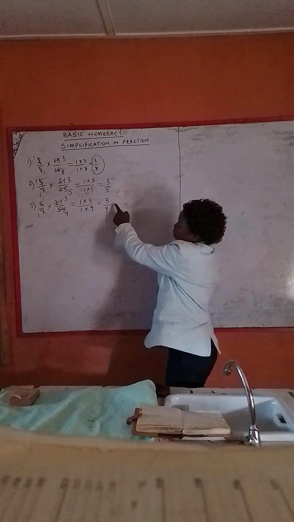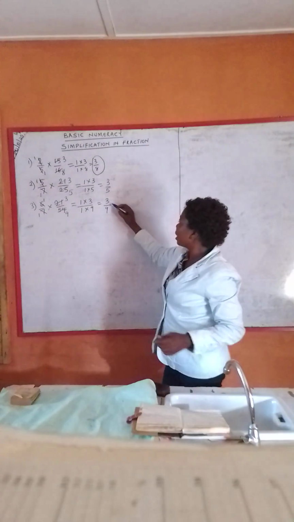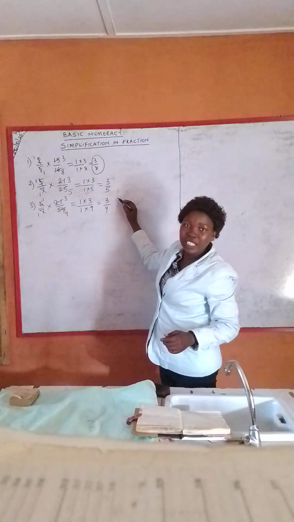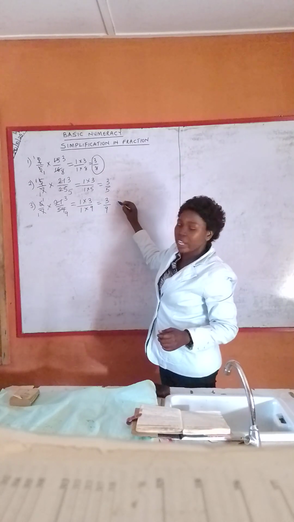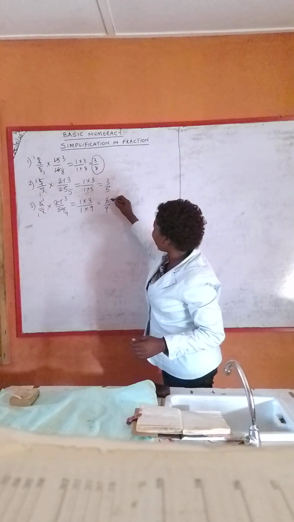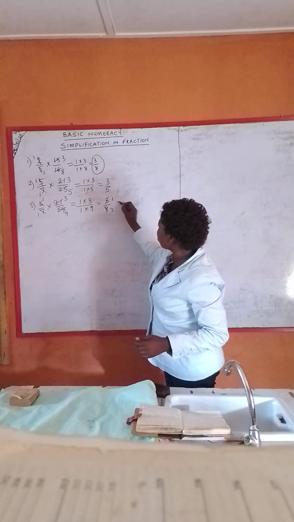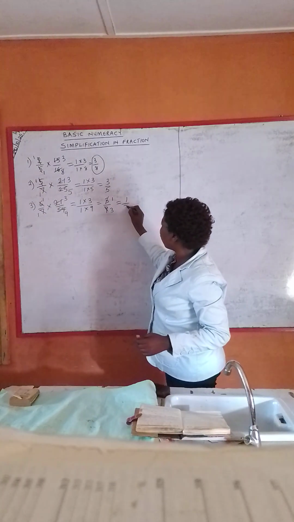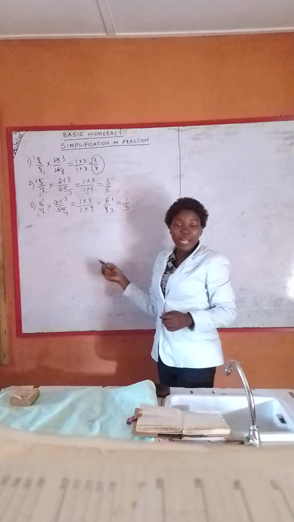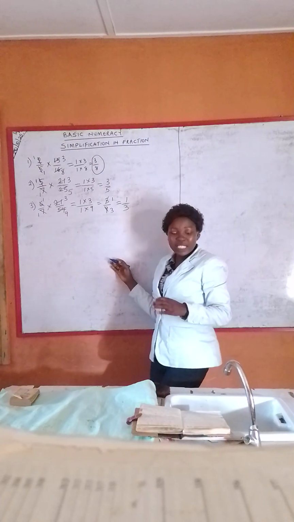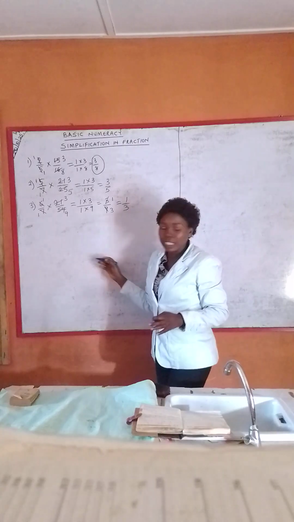If you look at 3 over 9, you can see that we can still divide it to the lowest ratio. So 3 can divide 9 three times, and this will now make 1 over 3. Now let's graduate a bit.